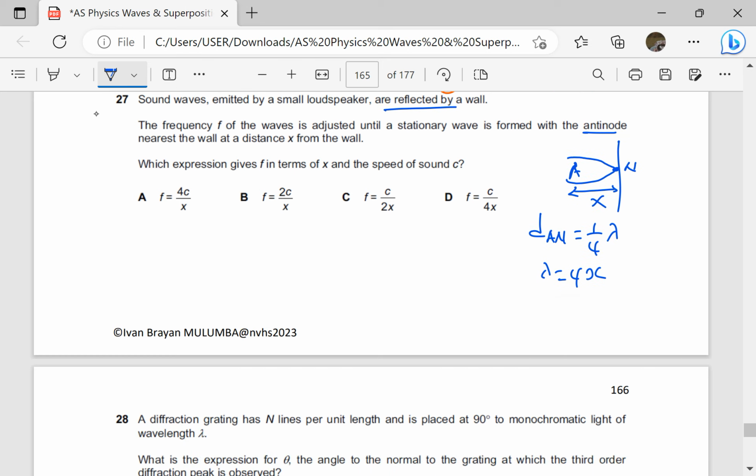Which expression gives f in terms of x and the speed of sound c? So speed c is equal to lambda times f. So f is going to be c divided by lambda, which is 4 times x. And this makes our answer to precisely be d.